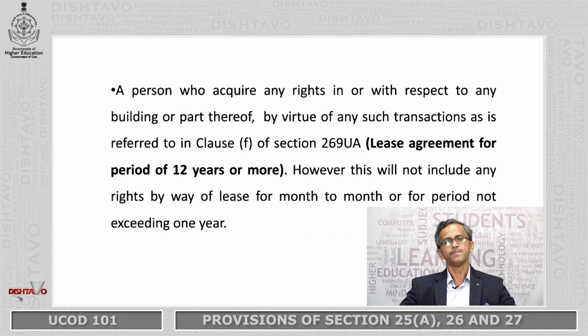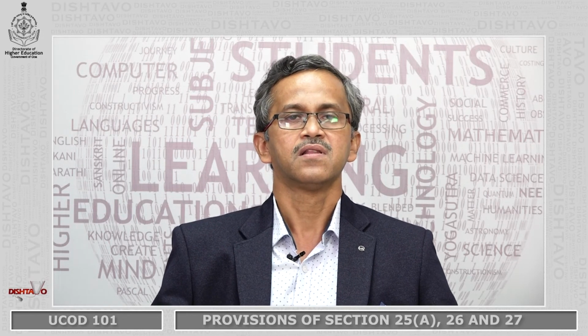And the last one: suppose a person acquires a right in respect of any building or part thereof by way of a long lease of 12 years or more. If a property is taken on lease for a period of 12 years or more, then even though that person is not the owner of that property, he becomes the deemed owner for the purpose of income tax. But suppose the agreement is renewed every month, or the agreement is for less than 12 months, not exceeding one year, and it is renewed, then this is not applicable. Only if the agreement is for a period of 12 years or more does that person become the deemed owner of the property for income tax purposes and he will be charged to tax.